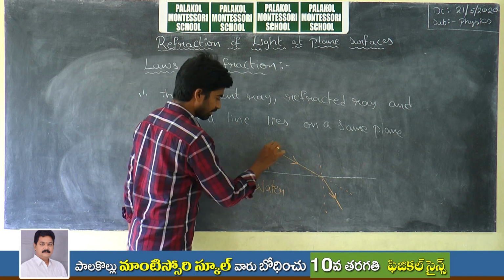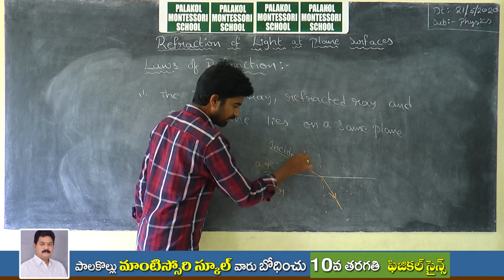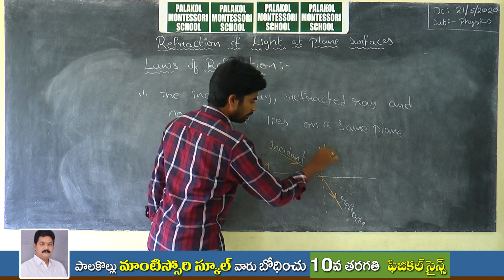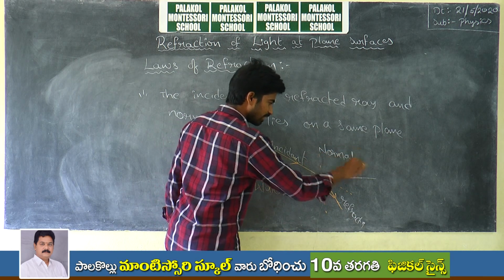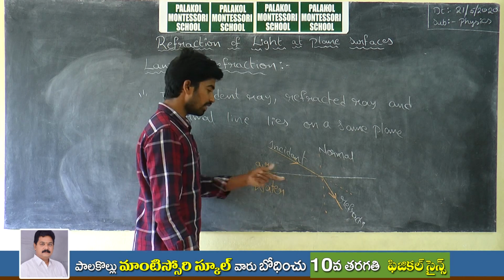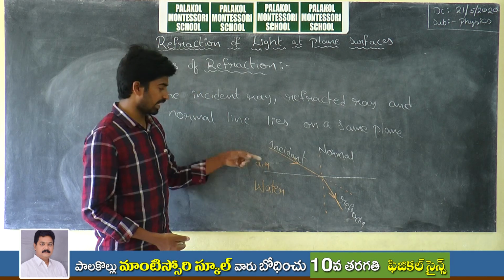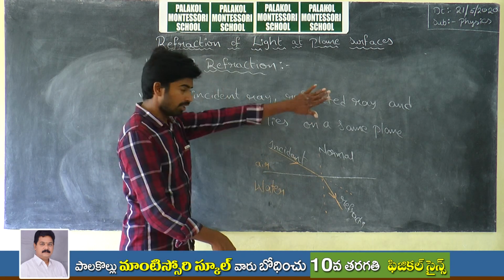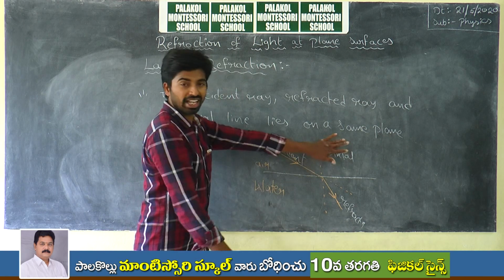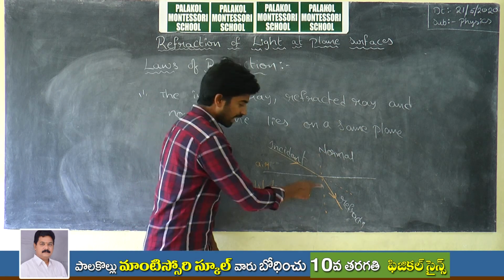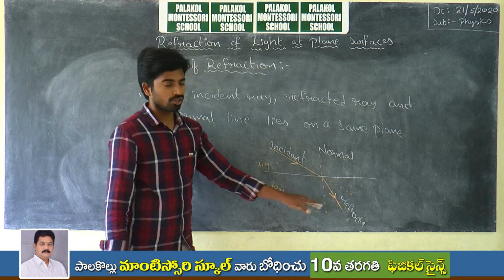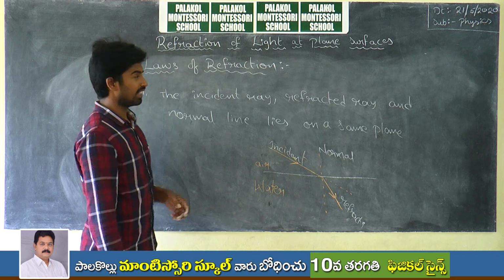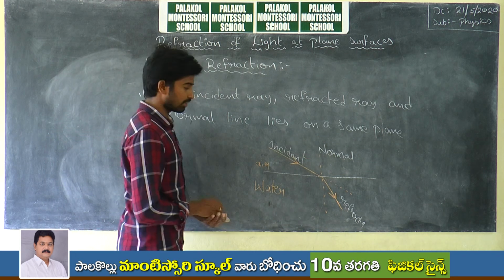Here, the incident ray, refracted ray and normal line, these three lines lie on the same plane. For example, here the incident line is situated on the plane board, and the normal line is also situated on the same plane, whereas the refracted ray also lies on the same plane. So in this way, the incident ray, normal line, and refracted ray lie on the same plane.